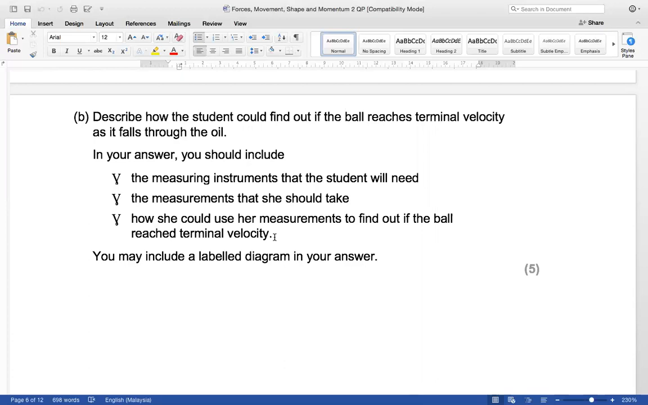she indicates if terminal velocity is achieved.